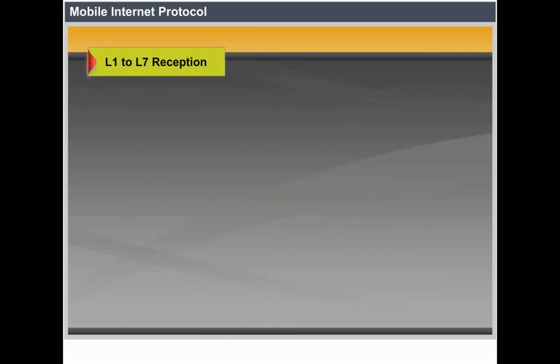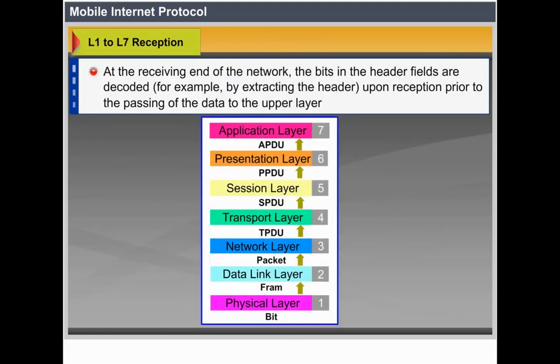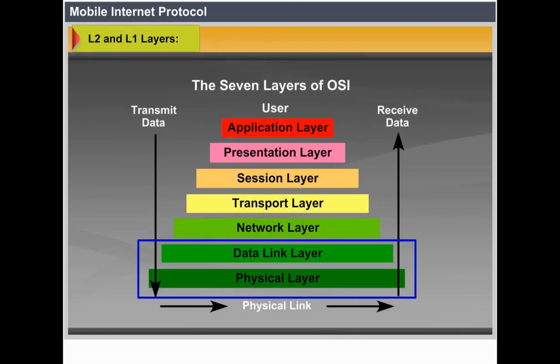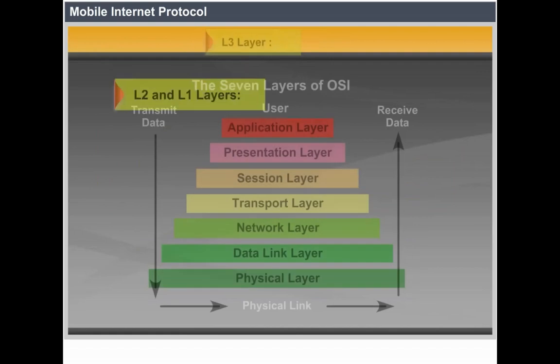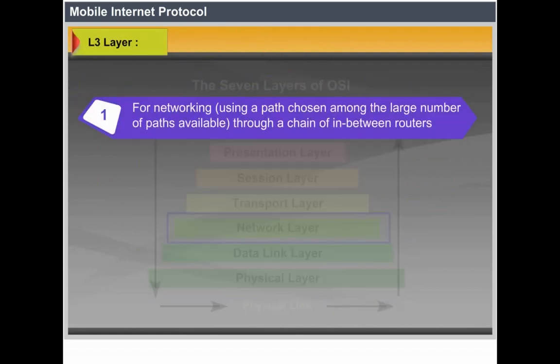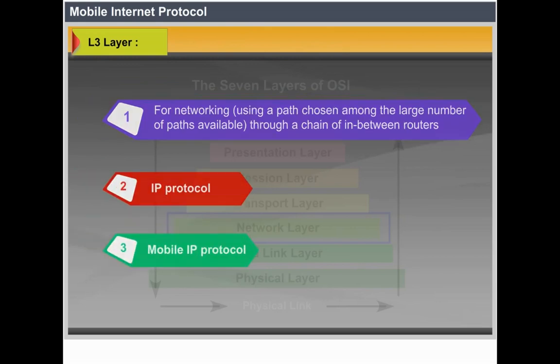L1 to L7 reception. At the receiving end of the network, the bits in the header fields are decoded, for example, by extracting the header upon reception before passing the data to the upper layer. L2 and L1 layers are usually associated with the communication and physical network radio and switching infrastructure, for example, in GSM or CDMA systems. L3 layer, for networking, uses a path chosen among the large number of paths available through a chain of in-between routers. IP protocol, mobile IP protocol.